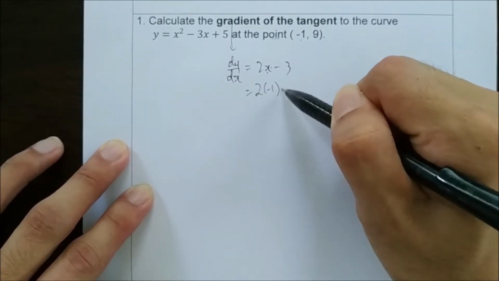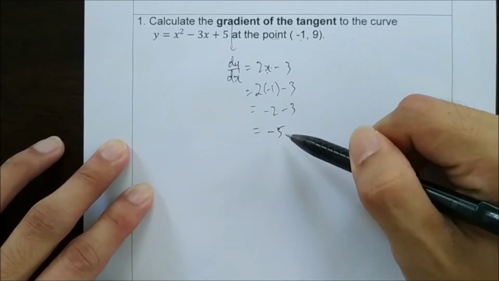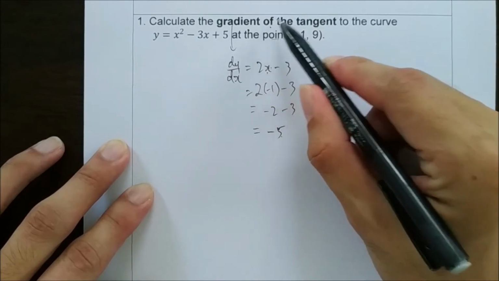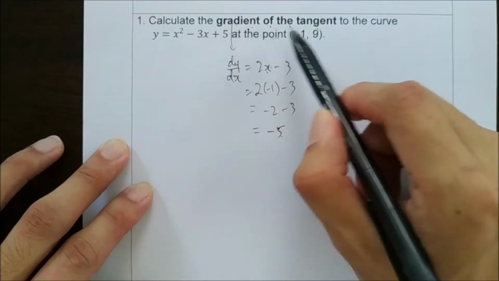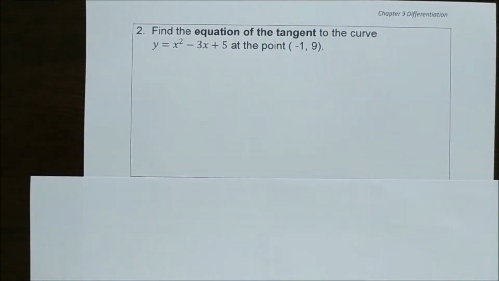You get 2 times -1 minus 3, you get -2 minus 3, -5. So this is the gradient of the tangent. So again, gradient of the tangent means finding the value of dy/dx. Question number 2, find the equation of the tangent to the curve.